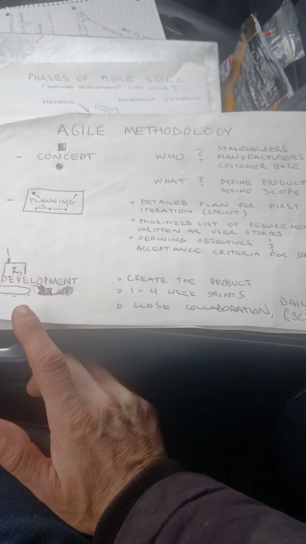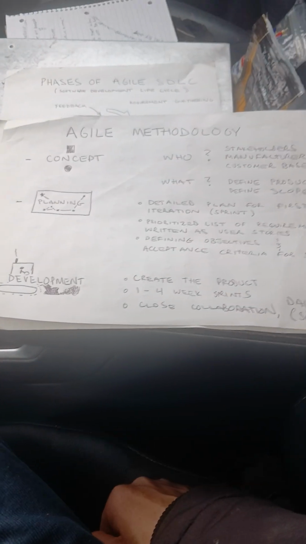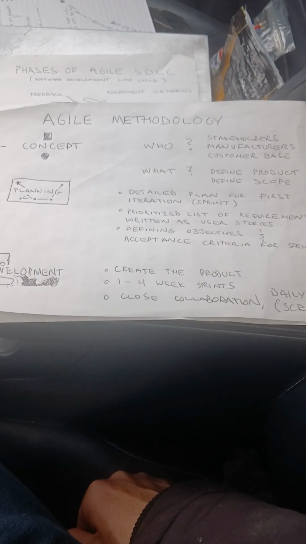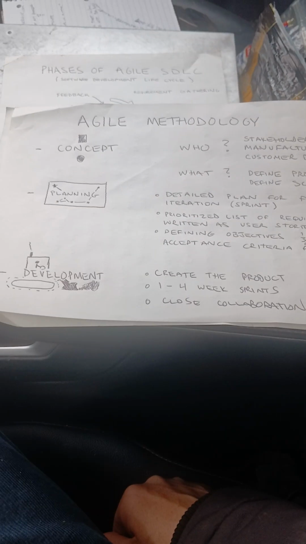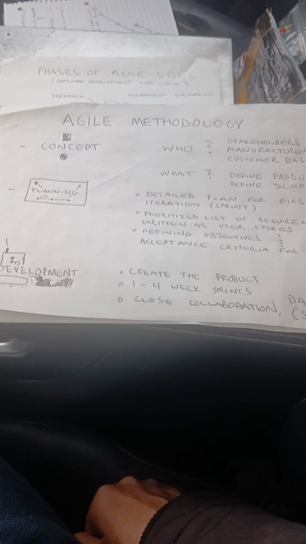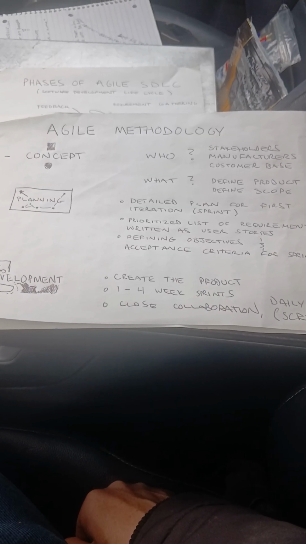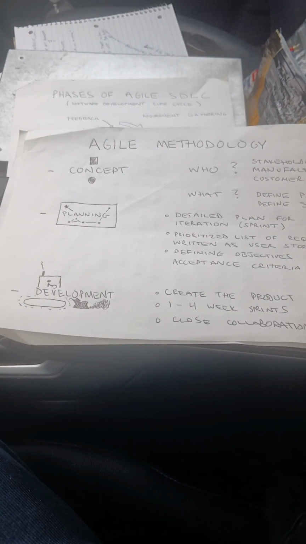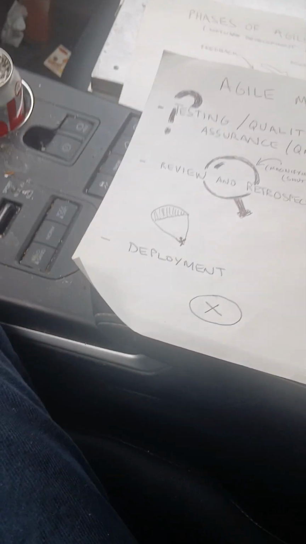Then we can go into development, create the product, 1 to 4 week sprints, close collaboration, daily meetings, and those meetings are called scrums. So every day, everyone internally is going to meet. They're going to talk about what they worked on, address any problems, because every day, you're kind of responsible for deliverables, and you're going to speak on what you're doing. So it's very under the microscope.